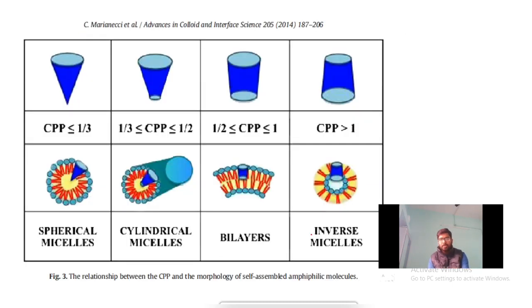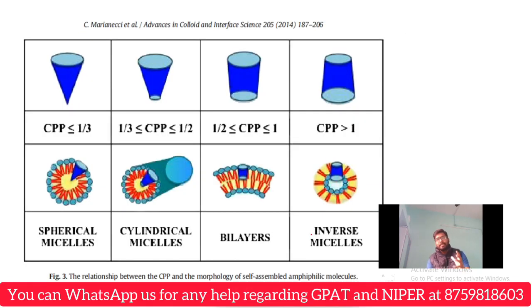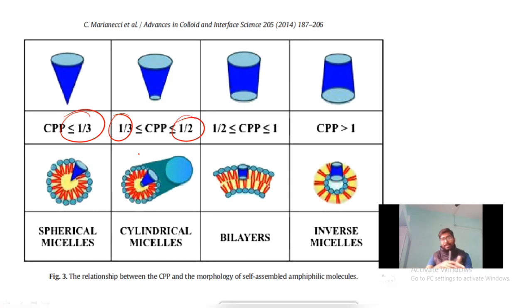Okay, so this is the impact of CPP value in the vesicle formation. Okay, look, what is the CPP value? CPP value can be less than 1/3, it can be greater than 1/3 and less than 0.5, it can be greater than half and less than 1, and CPP value can also be greater than 1.